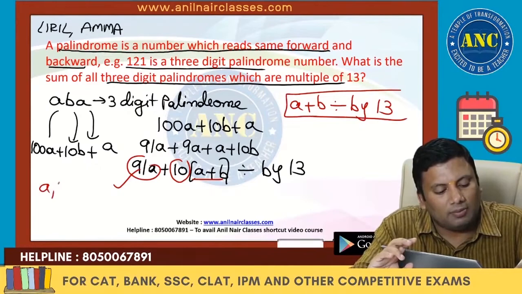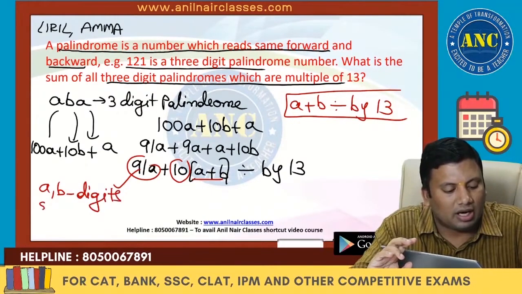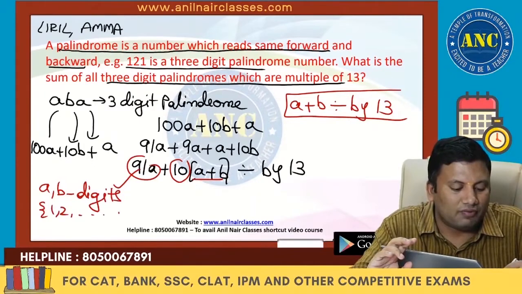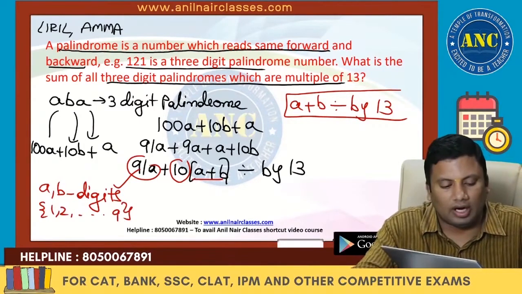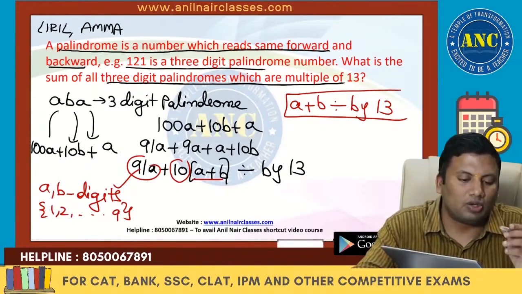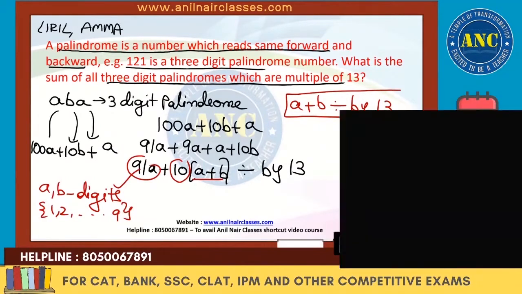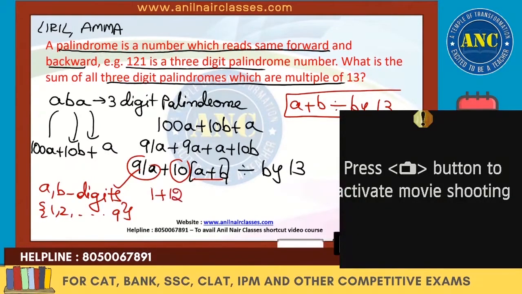What are A and B here? A and B here are digits. It will range from which values? 1 to 9. A is there in the leftmost. 1 plus 12 is 13, not possible, since B's upper limit is 9. 2 plus 11, not possible. 3 plus 10, not possible.